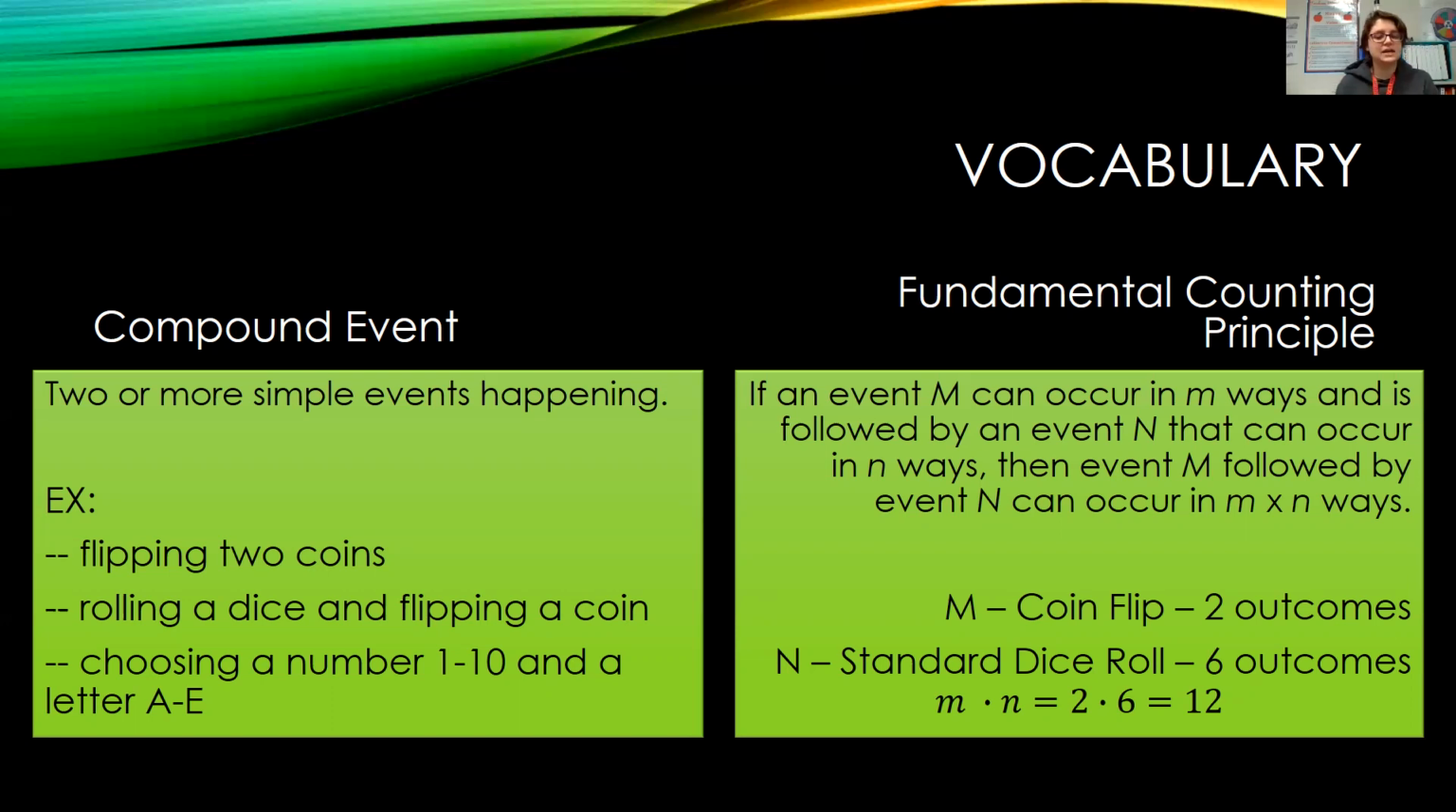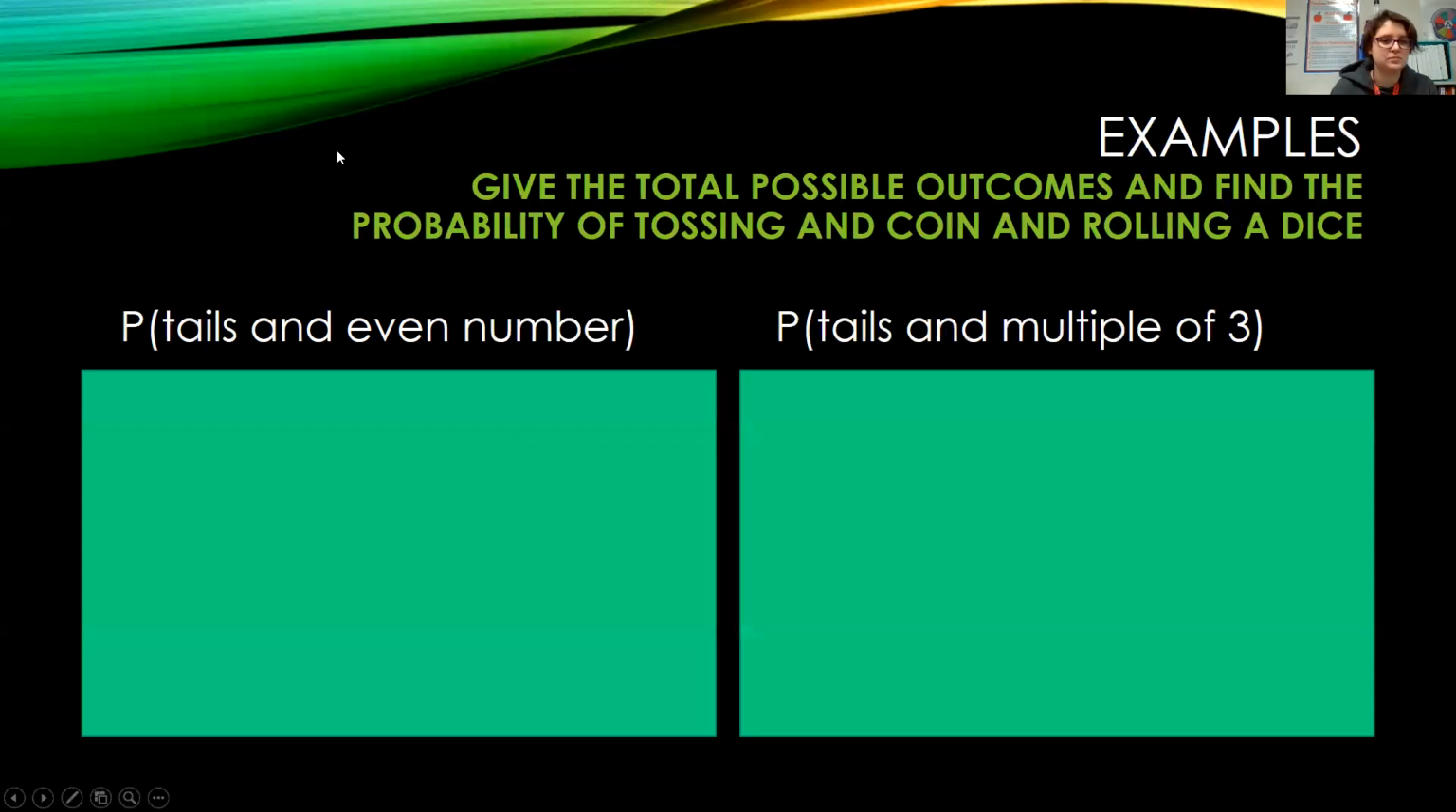Let's say our event M is flipping a coin, and we know that has two outcomes. And event N is a standard dice being rolled. We know that has 6 different outcomes. So what our fundamental counting principle is saying is that if we flip a coin first, and then we roll our dice, we have 2 times 6 different possible outcomes, or 12. So using that idea, let's look at some examples.